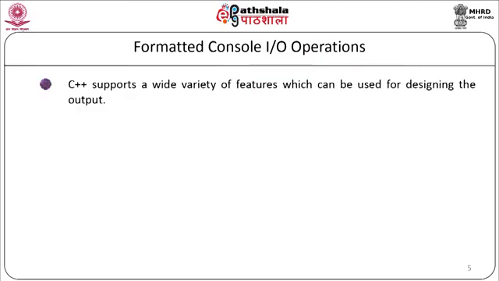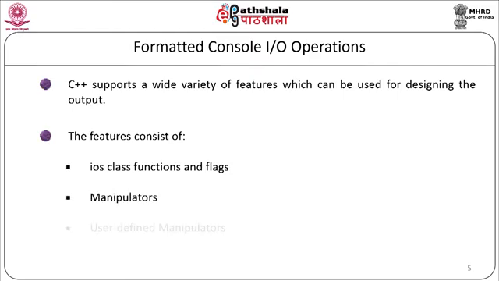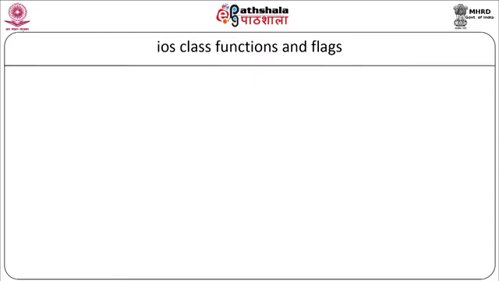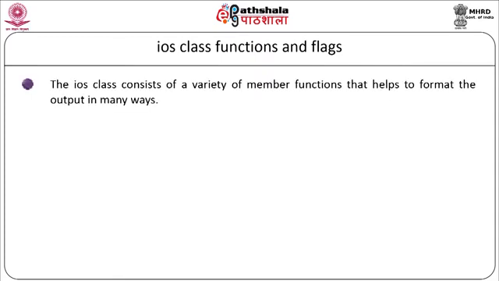C++ supports a wide variety of features which can be used for designing the output. The features consist of IOS class, functions and flags, manipulators and user defined manipulators. Now let's see IOS class, functions and flags. The IOS class consists of a variety of member functions that help to format the output in many ways.